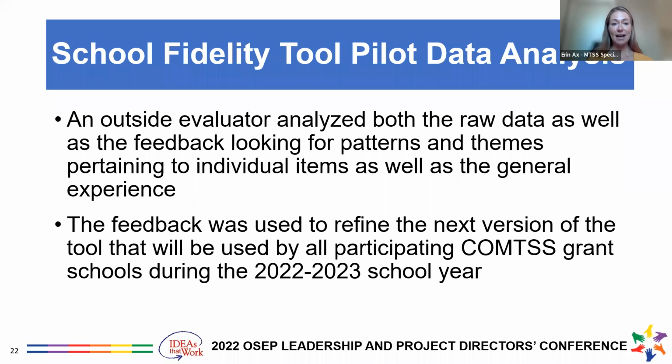At the conclusion of pilot testing, an outside evaluator analyzed both the raw data as well as the feedback, looking for patterns and themes pertaining to individual items, as well as the general experience. We used the feedback, including item, scoring, and narrative feedback, to refine the next version of the tool. For example, we changed the score of 0 from not in place to not yet in place. Additionally, we used the feedback to determine what would be hyperlinked, which you will see in the next section. This final version, refined through the pilot process, will be used by all participating COMTSS grant schools during the 2022 to 2023 school year. And now I'll turn it over to Milcah Hawk.